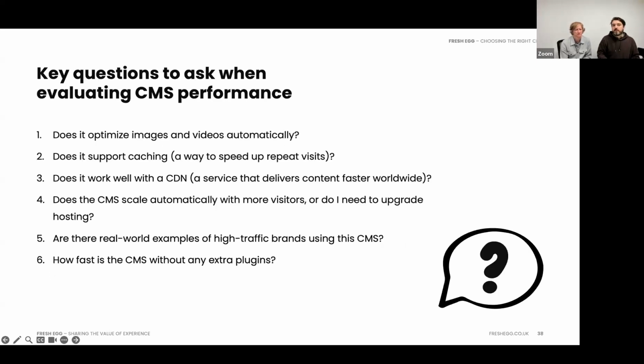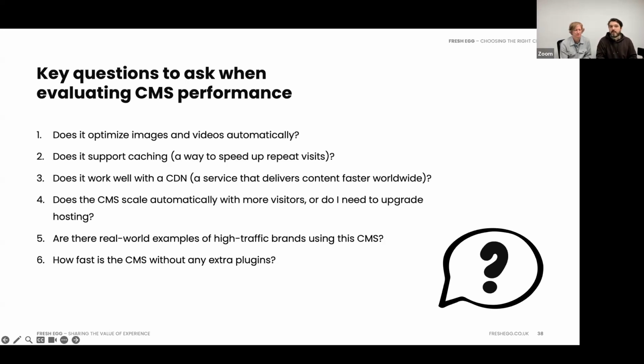So with performance, if I was evaluating a CMS, one of the key things is how it handles media, images and videos. Is it optimizing these automatically, or is it requiring third-party plugins? Maybe it's not doing it at all. Is it serving different sizes for mobile versus desktop? You want to be looking at caching, which I mentioned earlier. You really need caching if you've got a traditional CMS, just to save all that server energy that's going to be used up to build your website pages every time.